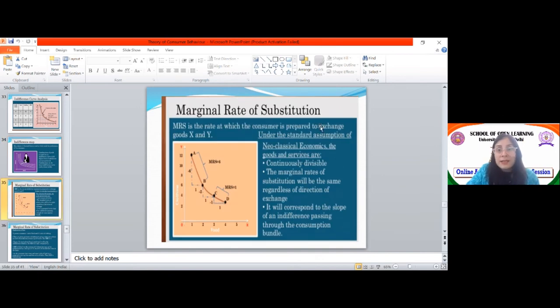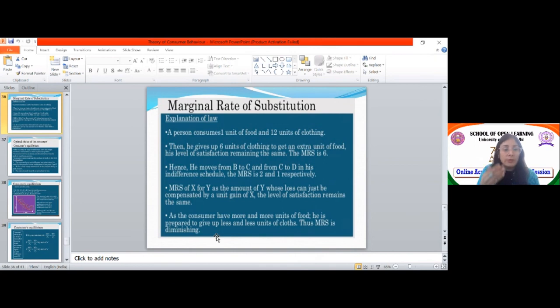Now, marginal rate of substitution we have already seen. It is the rate at which the consumer is prepared to exchange good X for Y: how much of good X you are willing to give up to get more of Y. The marginal rate of substitution corresponds to the slope. Now, the greater the slope, definitely the greater our marginal rate of substitution. Otherwise, if we have a straight line, just think about that straight line: whatever amount we give up, we gain the same amount. If we are giving up 1 unit, we are getting 1 unit. If we are giving up 2 units, we are getting 2 units. That means a straight line. So slope defines the marginal rate of substitution of the indifference curve.